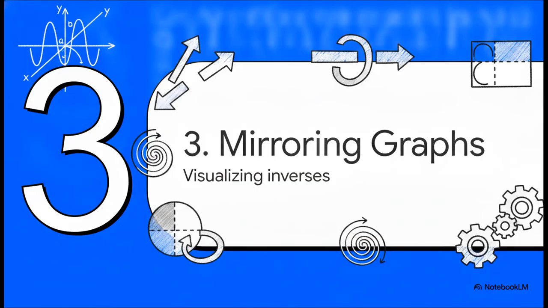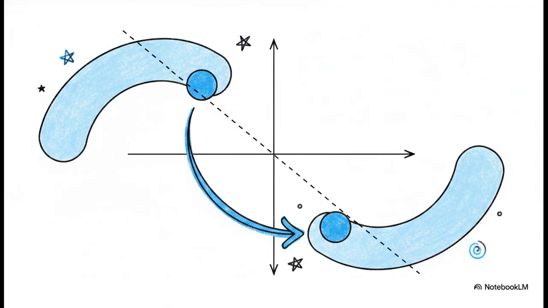Section 3. Mirroring the graphs. Let's take a second to visualize this inverse relationship. Now that we've manipulated the algebra, let's actually look at the geometry. To graph an inverse, we use a really simple mechanical swap. If you have an invertible function y = f(x) and a point (a, b) lives on that graph, then the point (b, a) will absolutely live on the graph of its inverse. You are quite literally just taking the x and y axes and interchanging them.